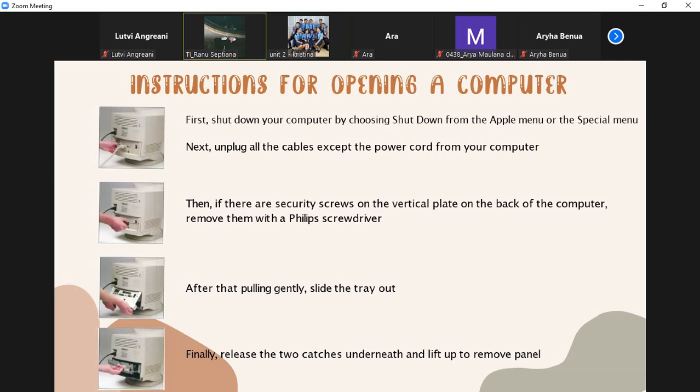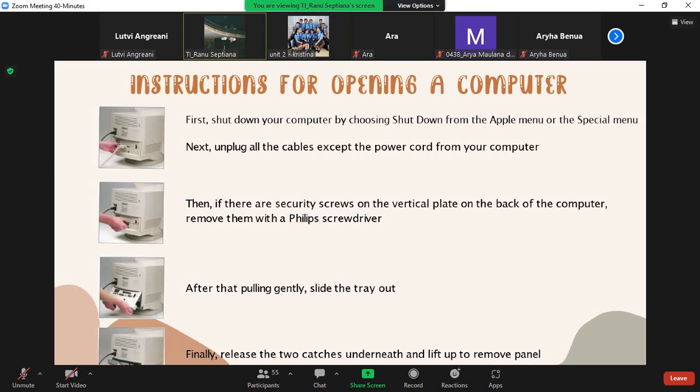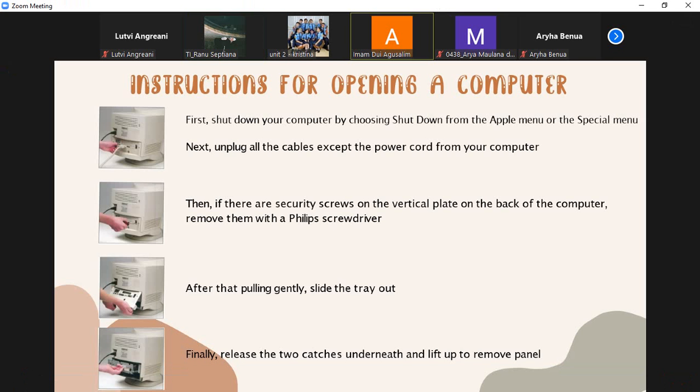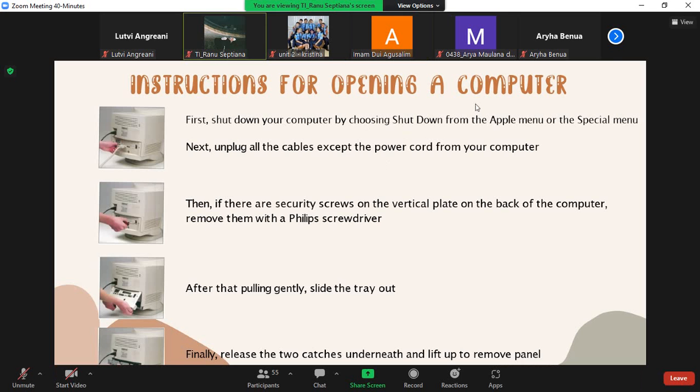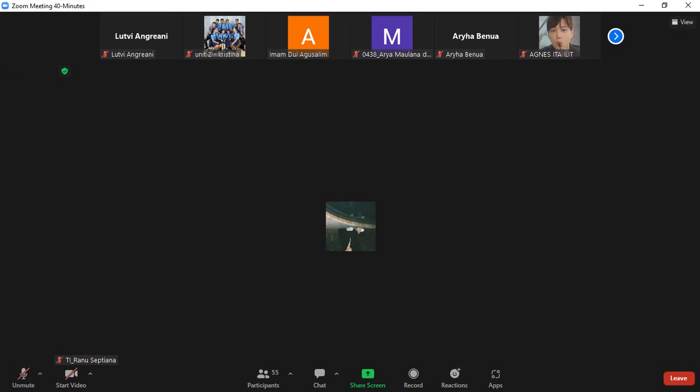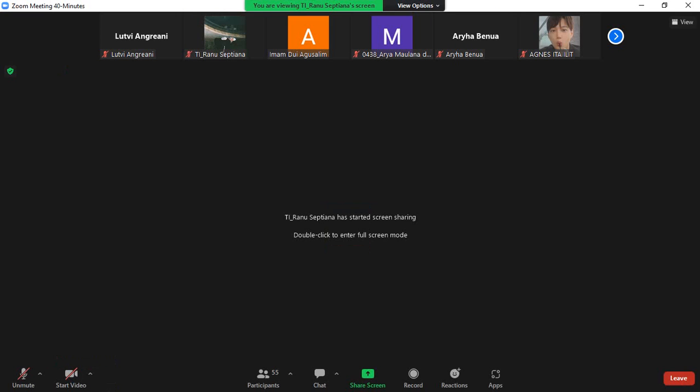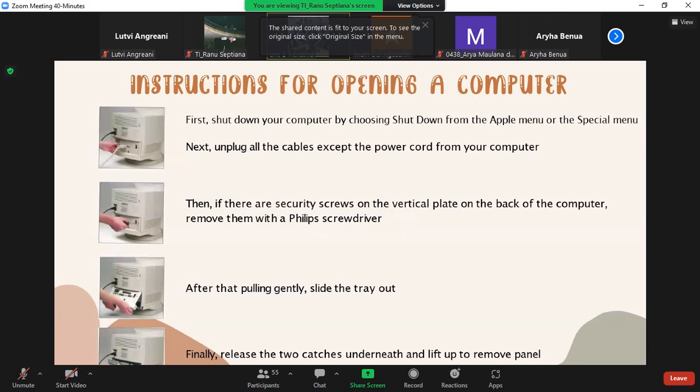Sir, is the order for opening the computer right or wrong? Mm, okay, I think that's okay. Yeah. Okay, sir, that's all. Yeah.